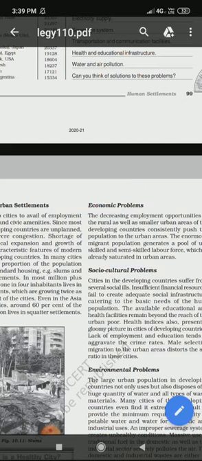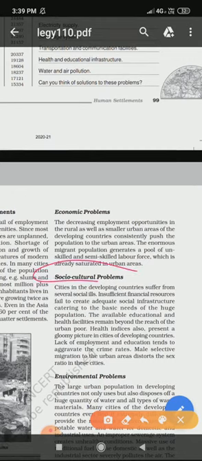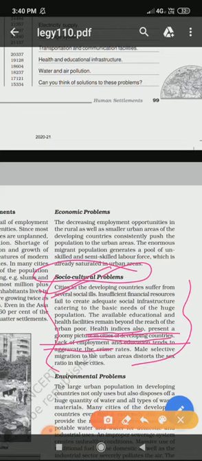cultural problem. Now what is this social cultural problem? Social cultural means health and education, crime, distorted sex ratio between male and female. These are the kinds of problems people especially face in socio-cultural problems. Here it is indicated that health indices also present a gloomy picture in cities of developing countries, with lack of employment and education. So these are the problems we can include in social cultural problems.